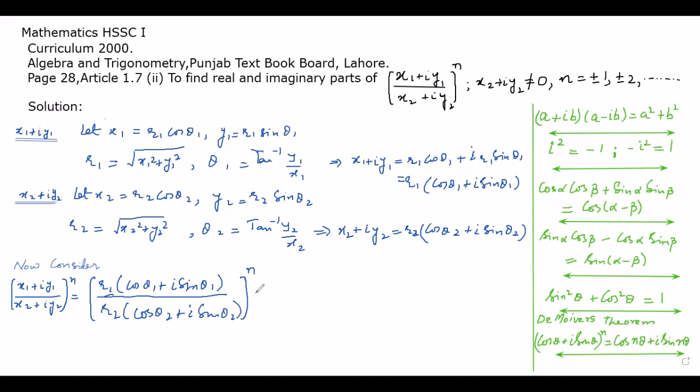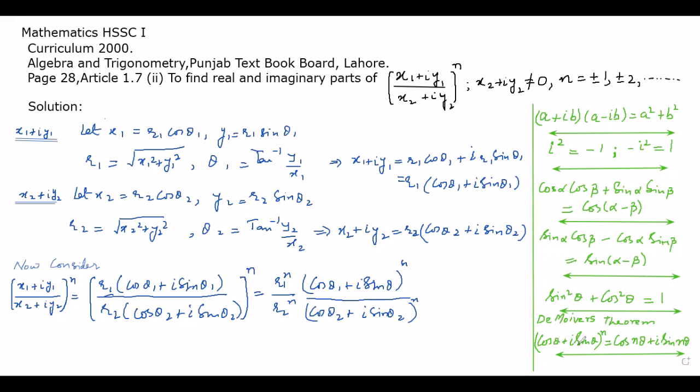Let's apply this power n. We will get r1^n over r2^n, times (cos θ1 + i sin θ1)^n divided by (cos θ2 + i sin θ2)^n. And now we will apply De Moivre's theorem upon it.